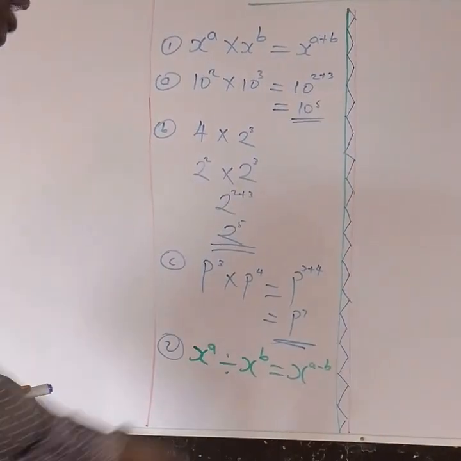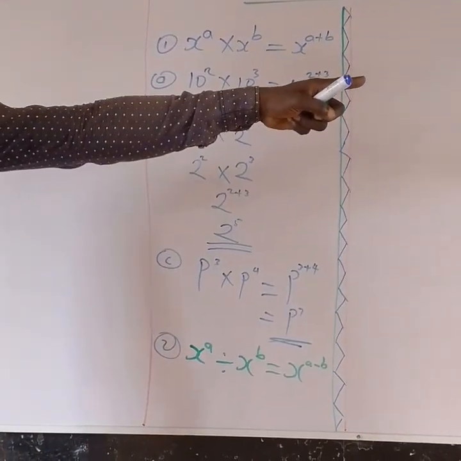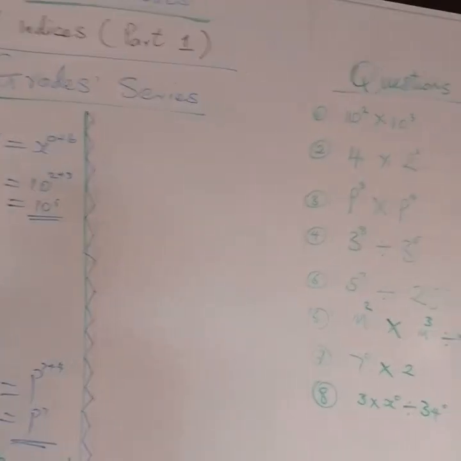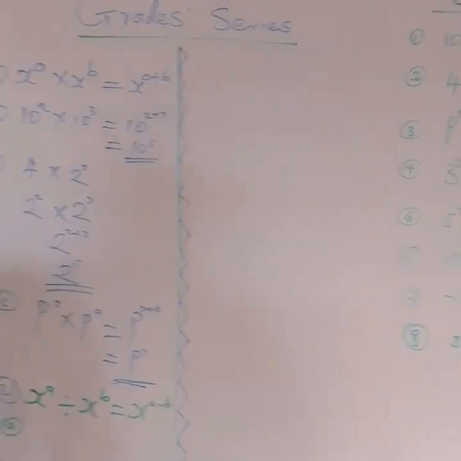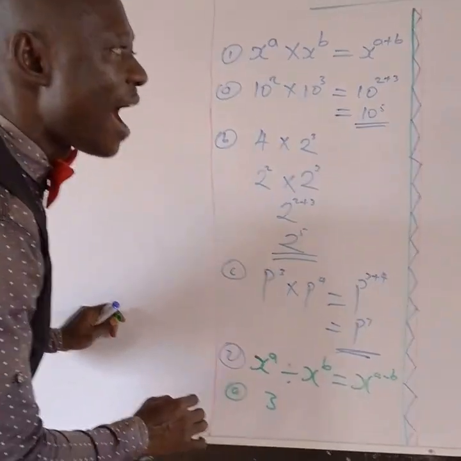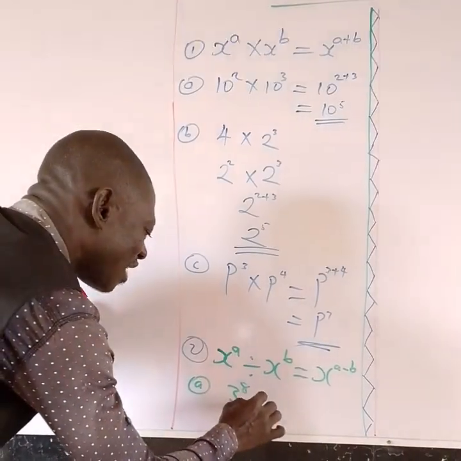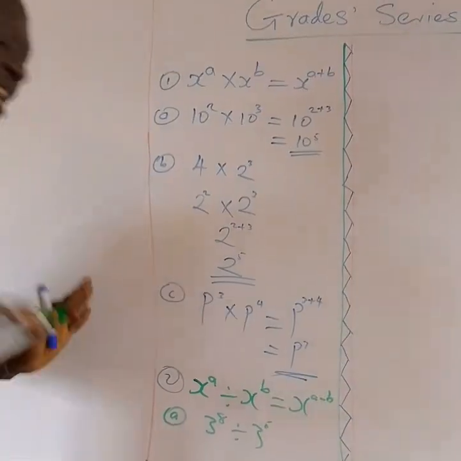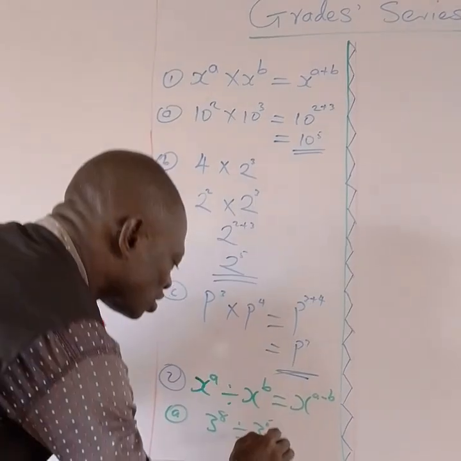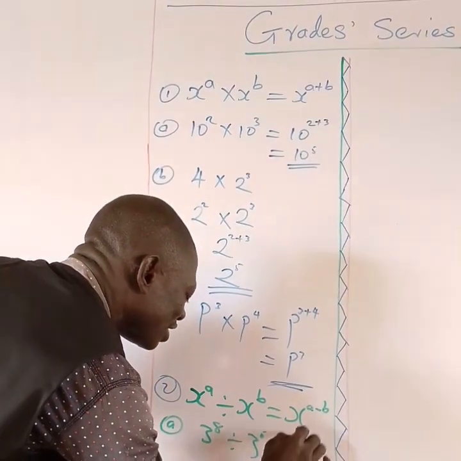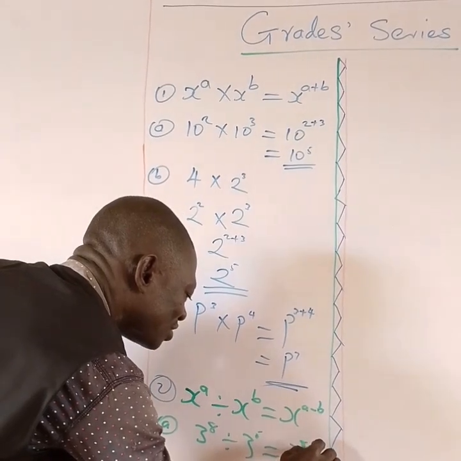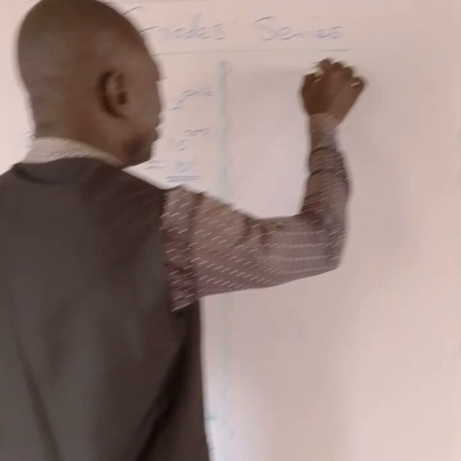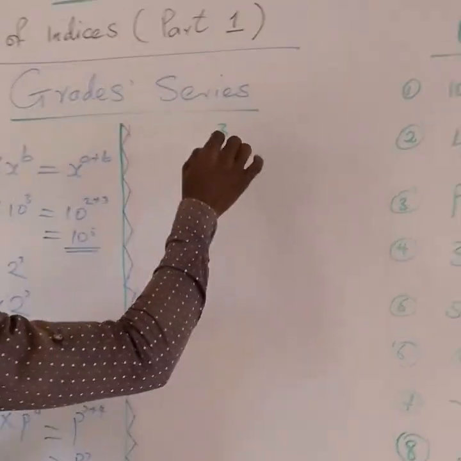So if we go further to use example number 4, as our question in number 2, in example now, we are going to have it as 3 raised to power 8 divided by the same 3, the same base, raised to power 5. And the law is telling you, don't worry about the division. Just say 3 raised to power 8 minus 5. 3 raised to power 8 minus 5 will give us 3 raised to power 3.